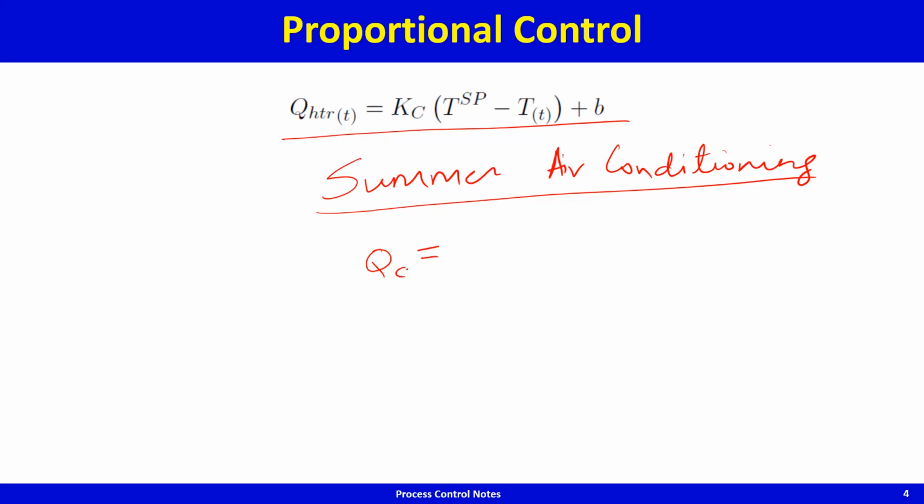In this case what happens is, if temperature is increasing above set point, Q cooling must go up. This is what should happen. Earlier what we had in the heater case was, if T goes up, reduce QHTR. Here we have the opposite. If temperature is going up, increase the cooling. So in this case what we will have is this.